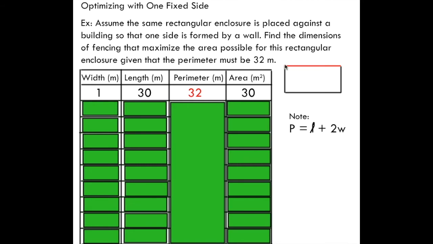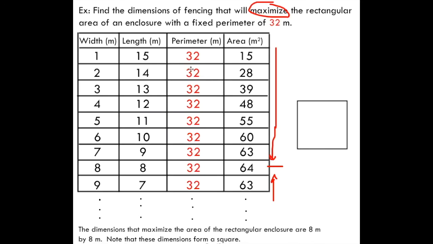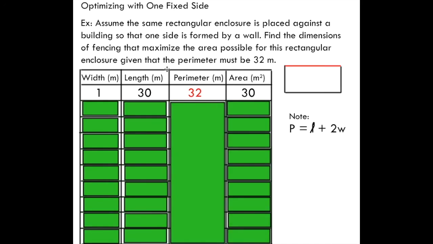So picture that I have a barn and I'm building an enclosure around the barn. One side of that barn will make up a side of the enclosure, which therefore reduces my perimeter, but does not affect the area. That's what this problem's working with. We're still working with a fixed perimeter of 32 meters. We want to find the dimensions of fencing that'll maximize area. So again, we're making area the greatest possible, but that still gives a 32 meter perimeter.